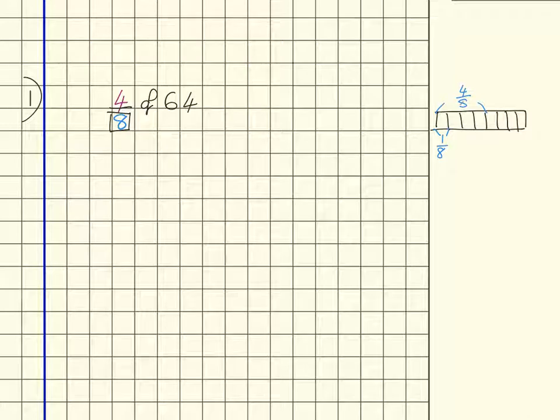Now I've spotted that 4/8 is equal to a half, so effectively what I'm doing is I'm halving 64. So I'm going to predict that it will equal half of 4 is 2, half of 60 is 30, so I'm going to go for 32, but I am just going to calculate this just to check.